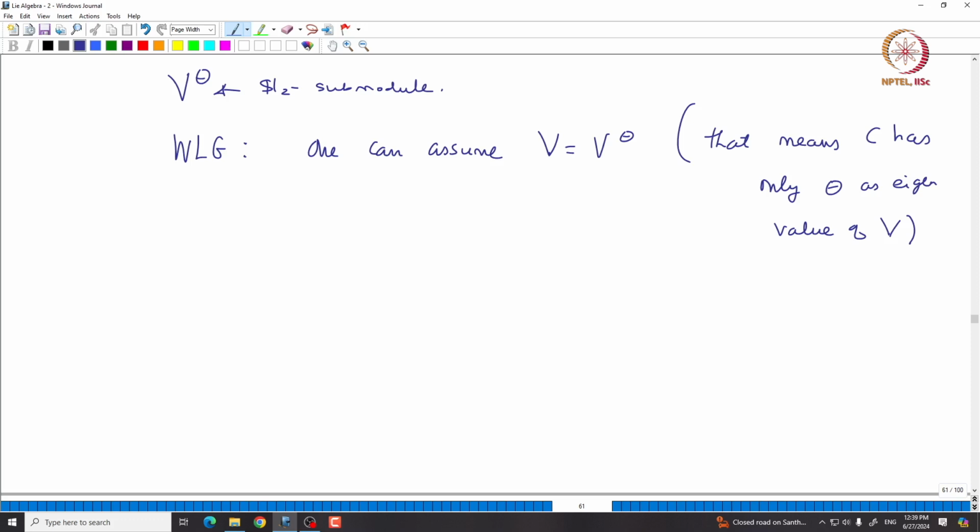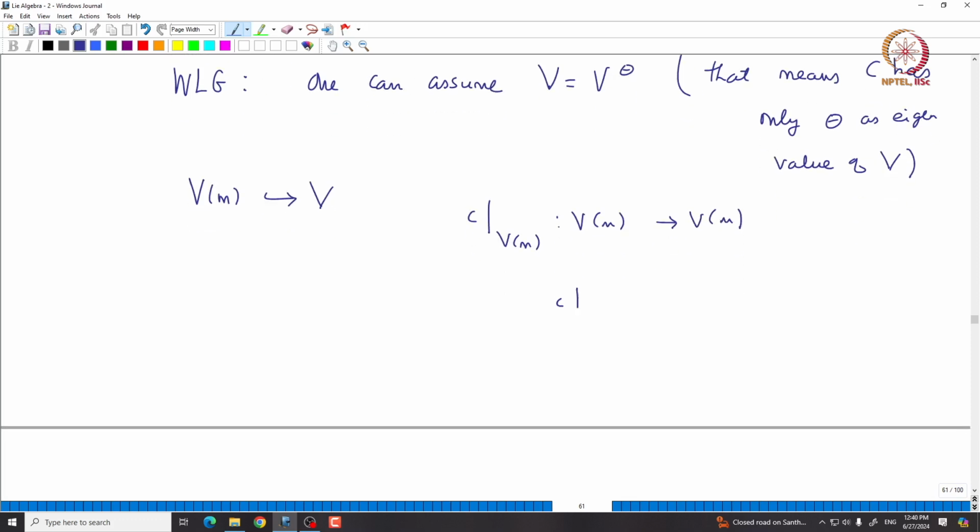Now, we already know that given any finite dimensional module, there is always an irreducible submodule contained in it. So, let us take one such irreducible submodule, let us call it V of m. So, V of m sits inside V. Now, if we take C restricted to this V of m, then this is going to be an operator acting on V of m. But we already know that C restricted to V of m is nothing but a scalar multiple of identity. The scalar is given by m square by 2 plus m, times identity on V of m.